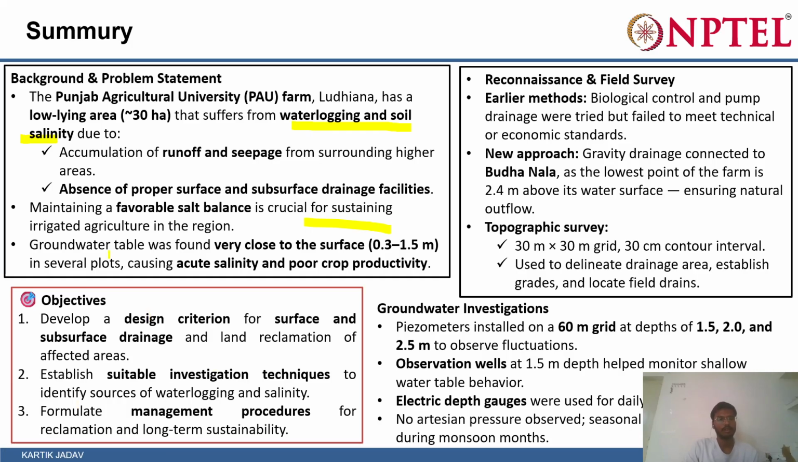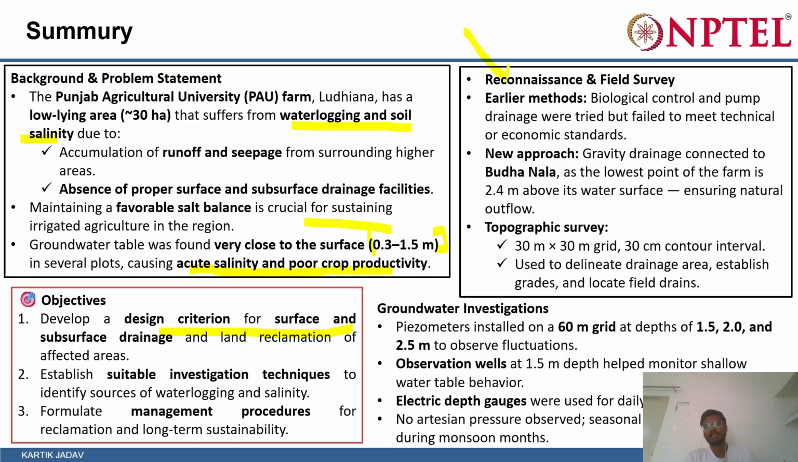Also, the groundwater table was very close to the surface, and it is reported to be around 0.3 to 1.5 meters below ground level in several plots, causing acute salinity as well as poor crop productivity. So basically, the objective of this case study is to develop design criteria for surface and subsurface drainage systems and land reclamation of the affected area. The second is to establish suitable investigation techniques to identify the source of waterlogging and salinity, and finally to formulate management procedures for reclamation and long-term sustainability.